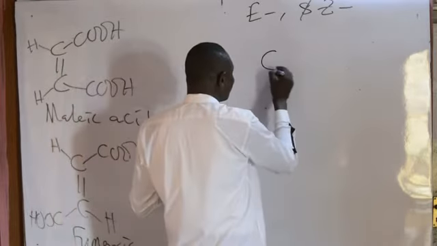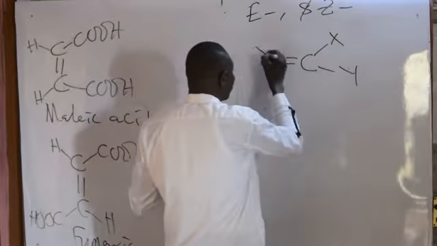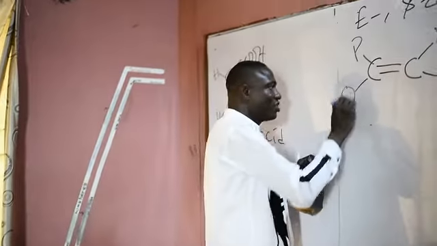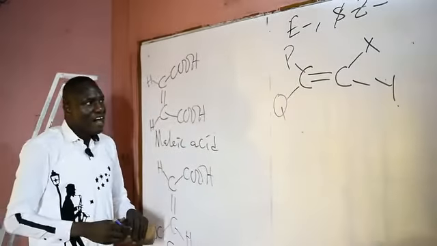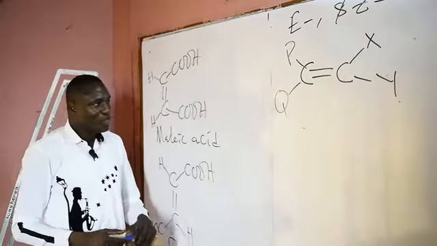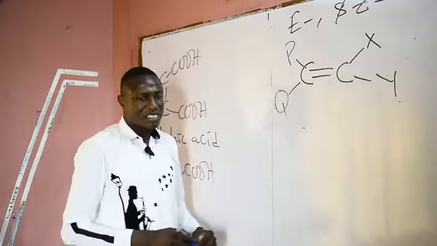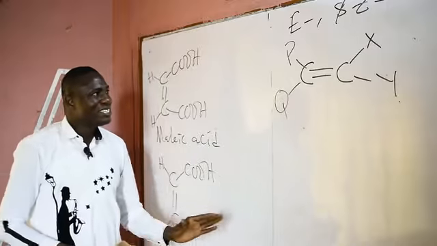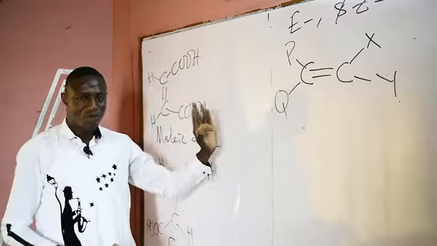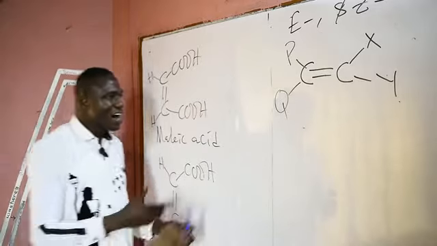Take for instance, you have something of this nature: C, X, Y, P, Q. Now, how do you know which one is cis and which one is trans? We use what we call the Cahn-Ingold-Prelog system of naming in determining the configuration of this molecule, whether it is E or Z. How do we do that?